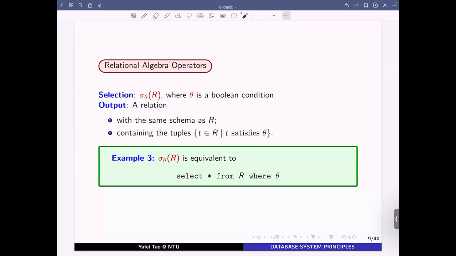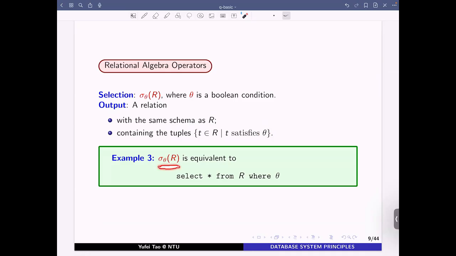So once again, we have to define the schema, and we have to define the tuples, right? So the schema is the same as R. You keep all the attributes. You don't drop any attribute at all. And how about the tuples? So the tuples involve all the tuples in R such that these tuples satisfy the Boolean condition theta.